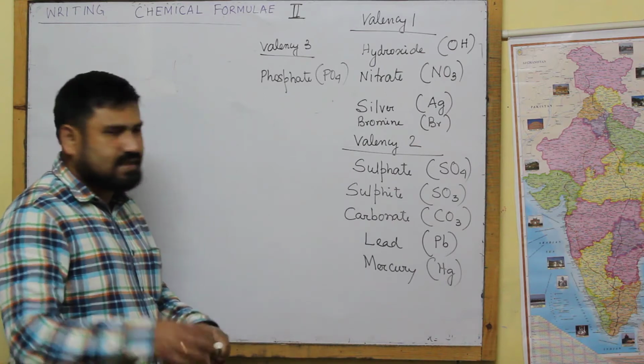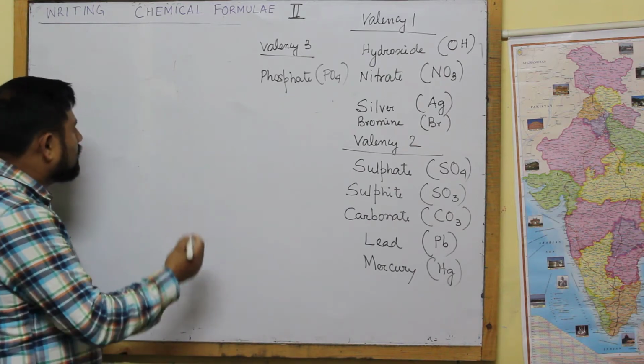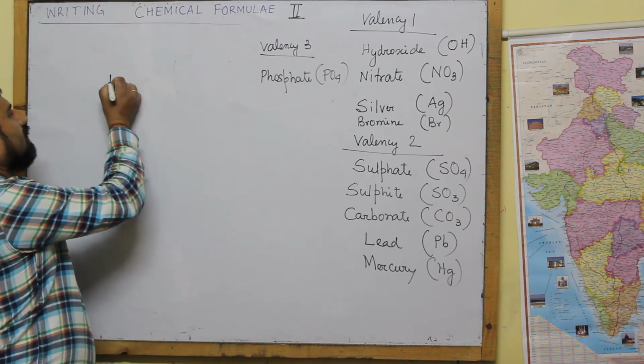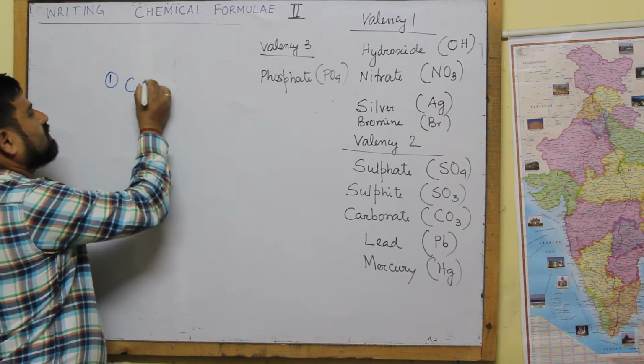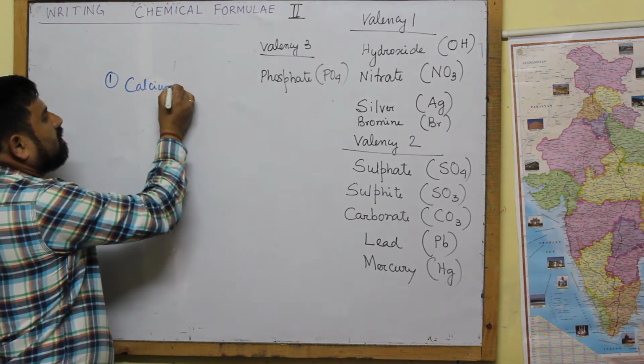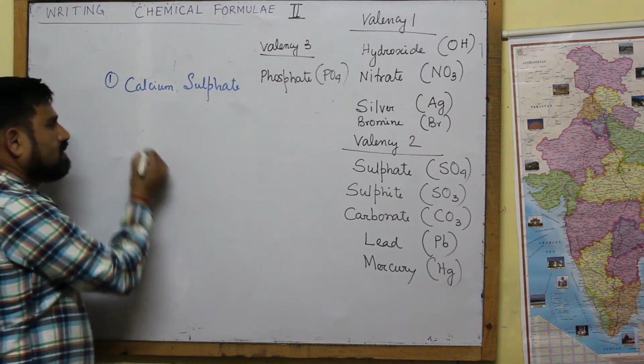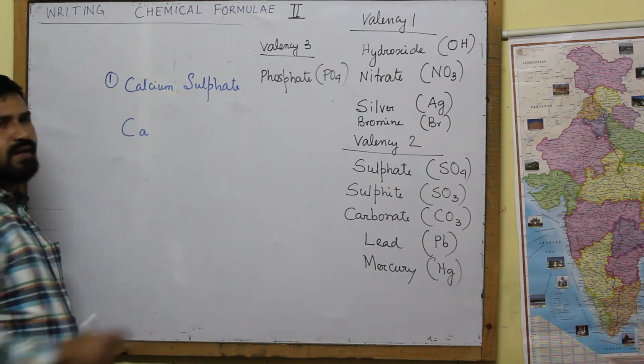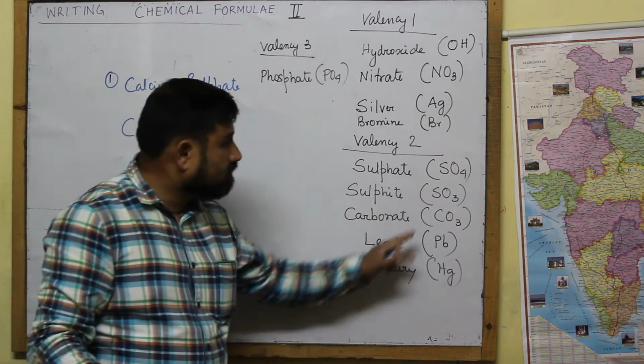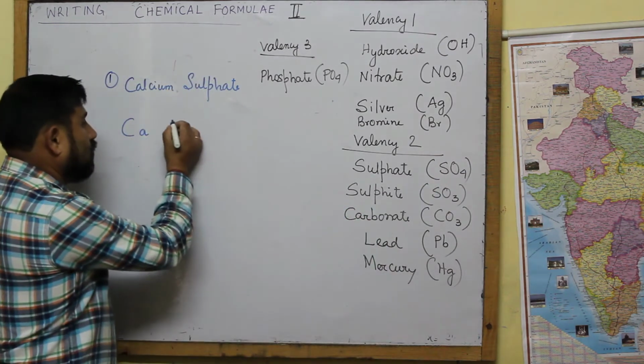So for example, let's start with a few examples to make it clear. Say for example, if I give you the formula calcium sulfate. Calcium sulfate. Let's see. Symbol of calcium is Ca. Sulfate, I told you to remember. The formula is SO4.